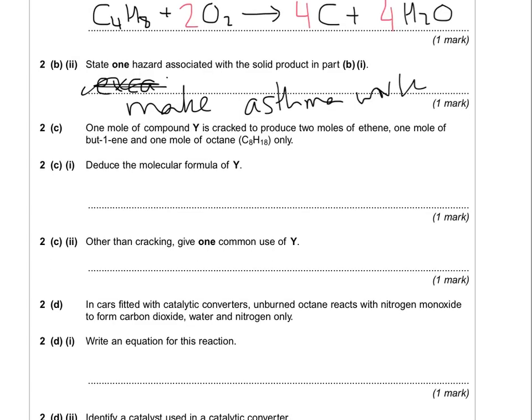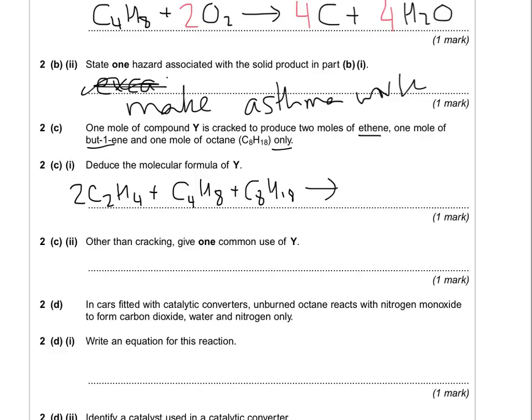and deduce the formula of Y. So basically, you've just got to add up these to work out what Y must have been to begin with. So it's going to be 2 lots of ethene, so 2 lots of C2H4, 1 mole of butadiene, so that's C4H8, and 1 mole of octane, which is C8H18.